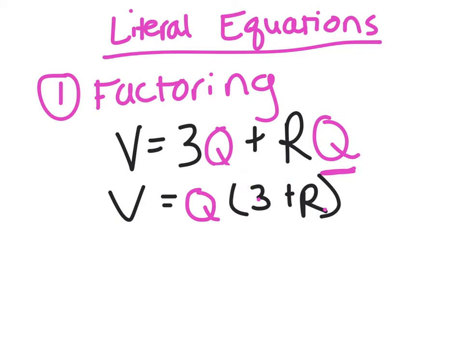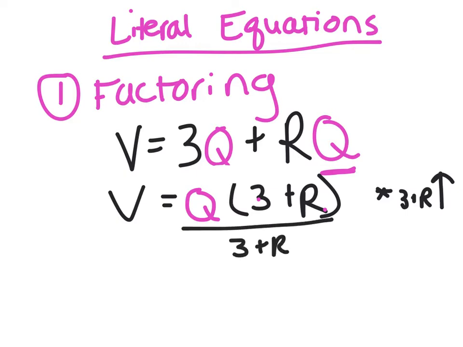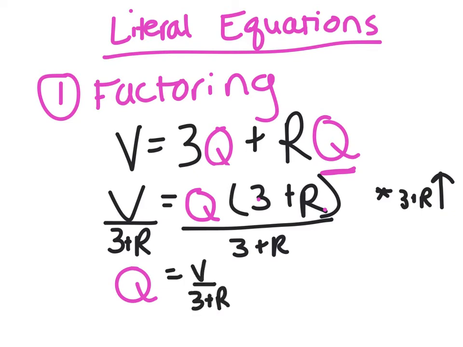I know that q is being multiplied by 3 plus r, so to solve, all I need to do is divide both sides by 3 plus r. And so that gives me that the variable I wanted, q, is equal to v divided by 3 plus r.